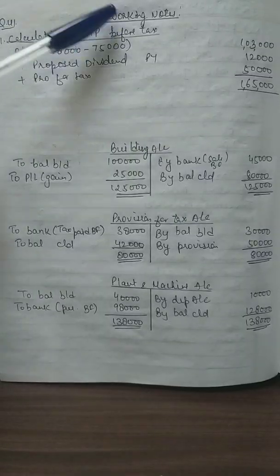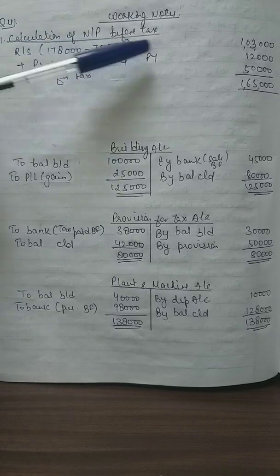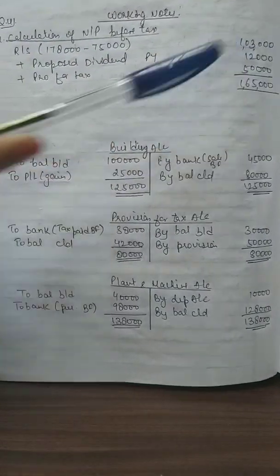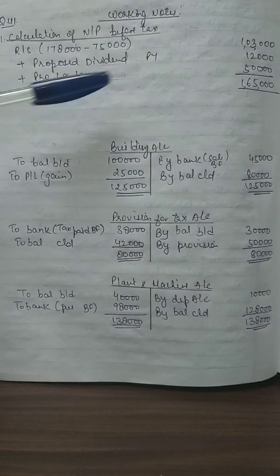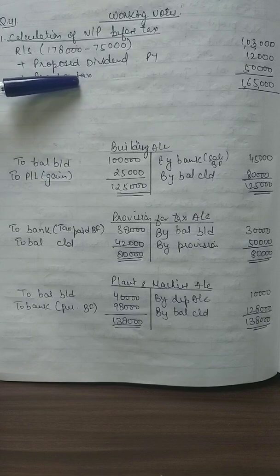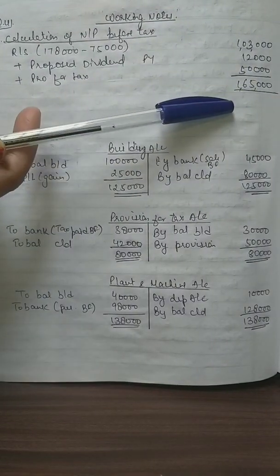So first we'll start with working notes. Calculation of net profit before tax. Reserves and surplus they have given, you will subtract and you will get this. Then we'll add proposed dividend for the previous year and provision for tax, already given in the additional information. We are going to add, and your profit will become this.